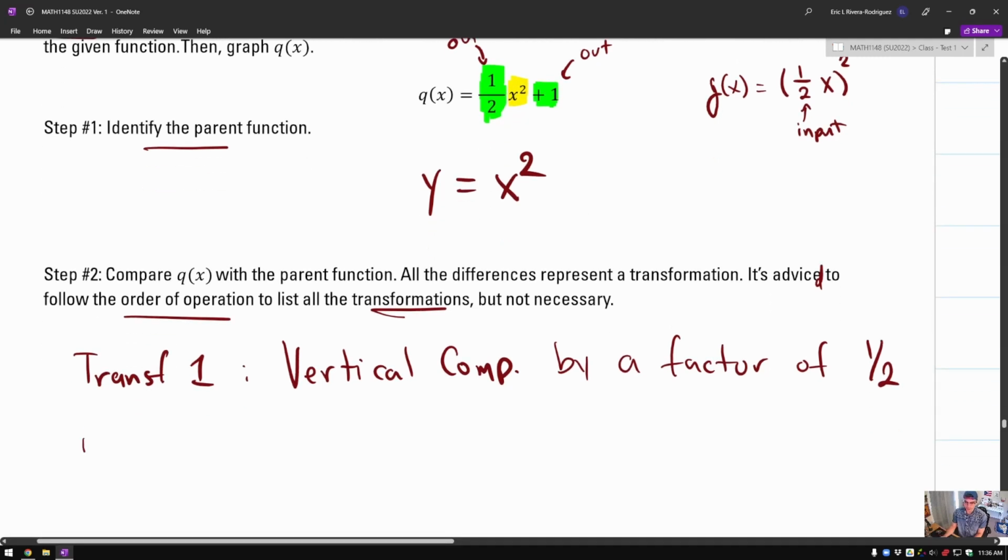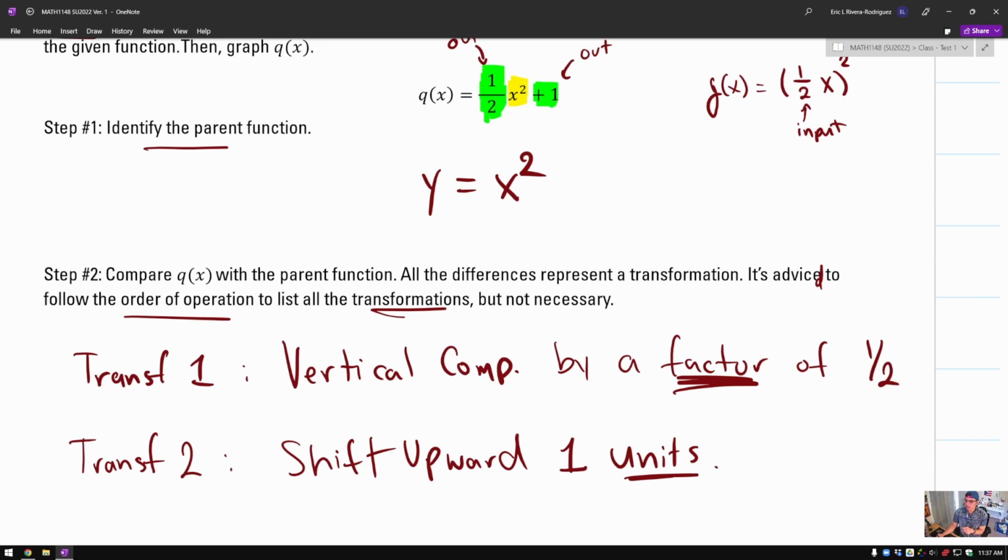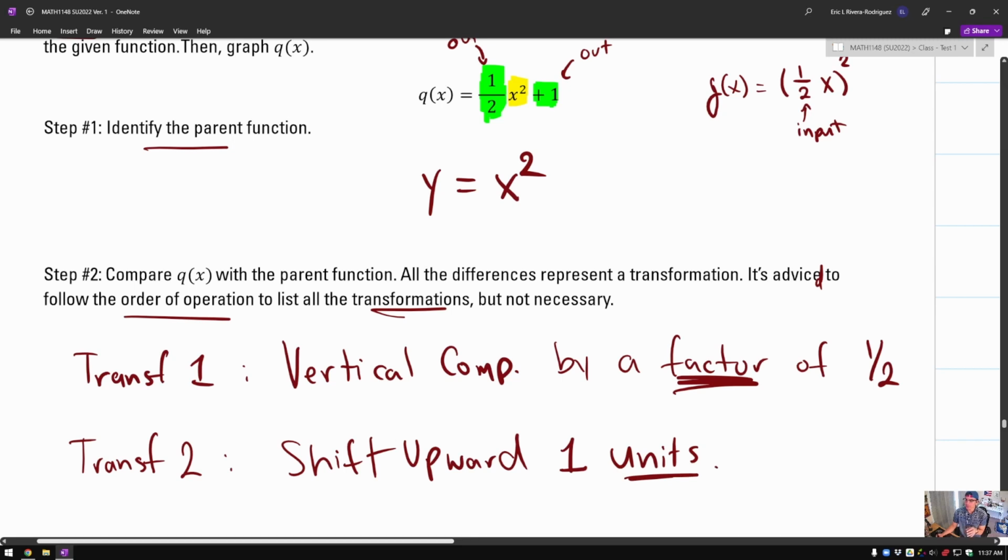The other one is going to be a transformation that is also vertical. It's going to be up. That is going to be a shift upward one unit. Pay attention to the vocabulary here. When we are multiplying, we're talking about factors. When we are adding or subtracting, we're talking about units.